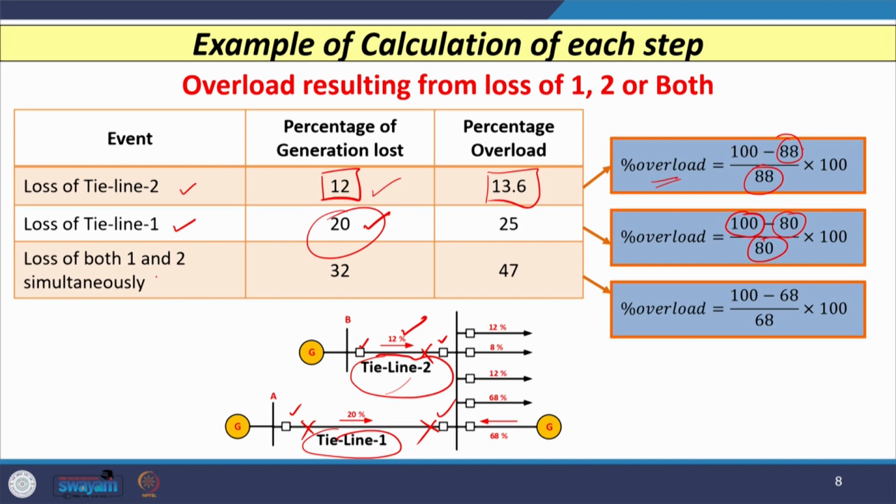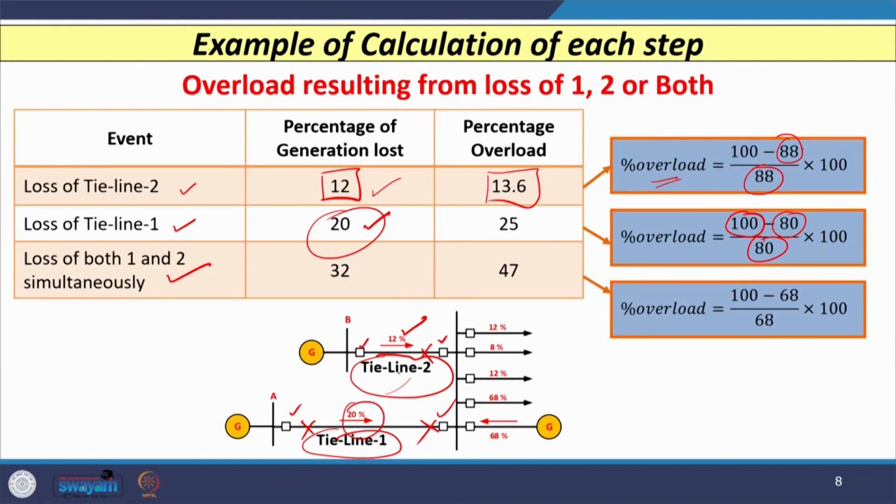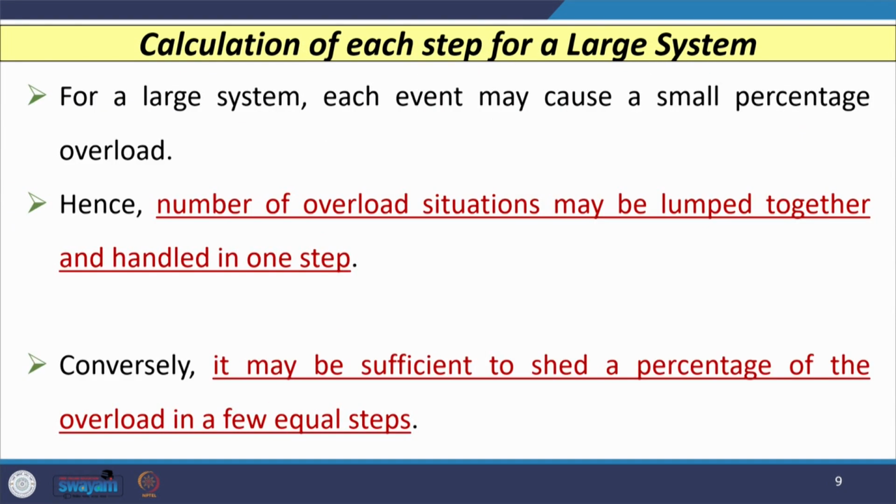And in the third case, when both tie line 1 and tie line 2 open simultaneously, then the addition of 20% plus 12%, that is 32%, is not there. Based on that, 100 minus 32 is 68%, and if you put it here, you will have the percentage overload value, that is 47%.